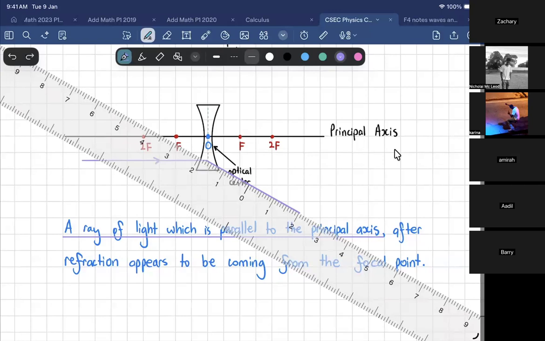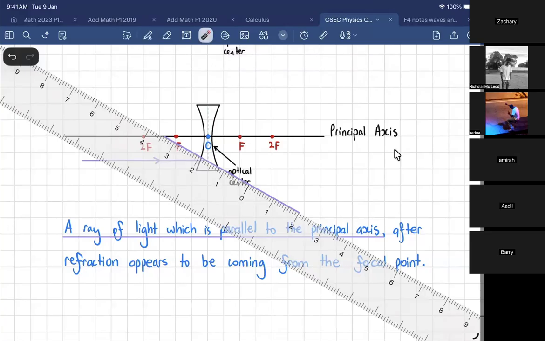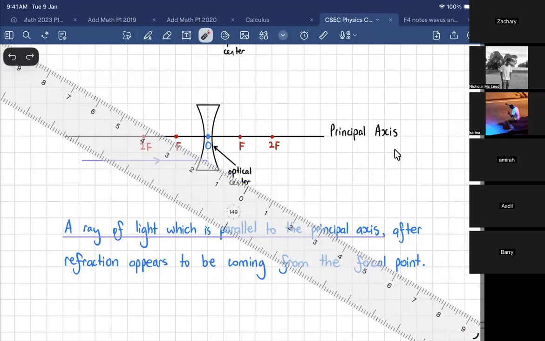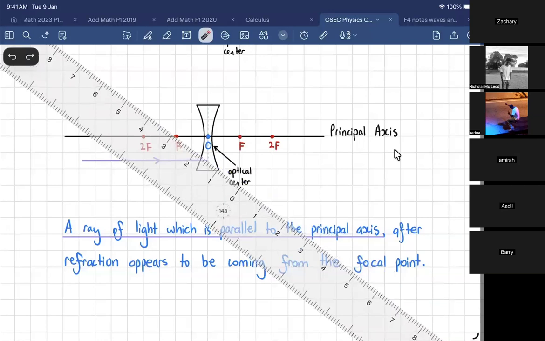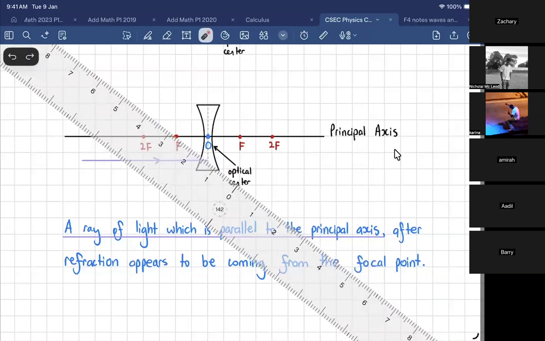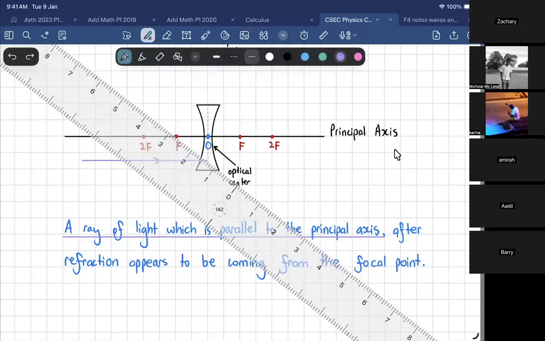Sasha, Amira, Danelle, if I were to extend this line backwards, does it look like it's coming from the focal point itself? No. The focal point is over here, but this is going over here. Is it coming from the focal point? No. If I want it to come from the focal point, I need to take my ruler and align it with the focal point, like so. And I'm going to draw my line.